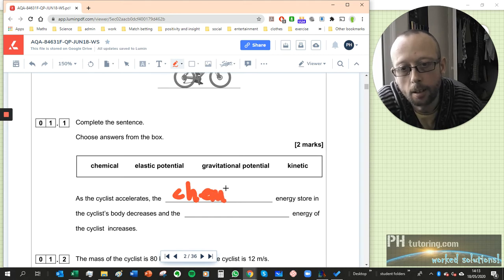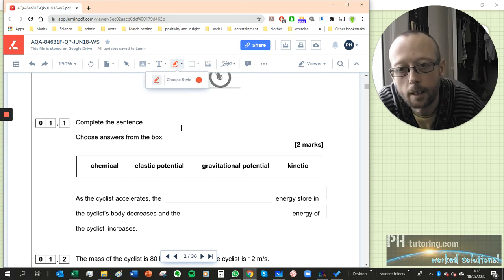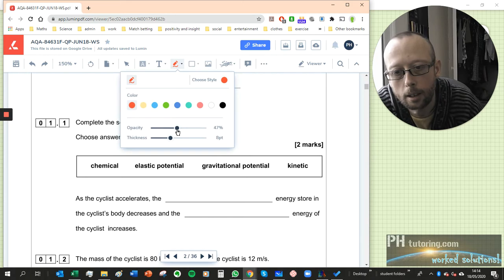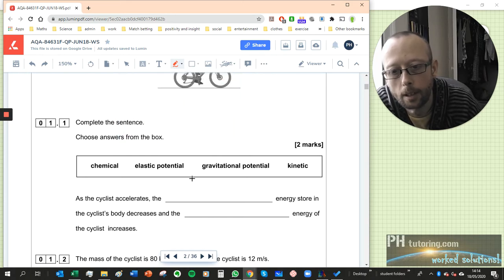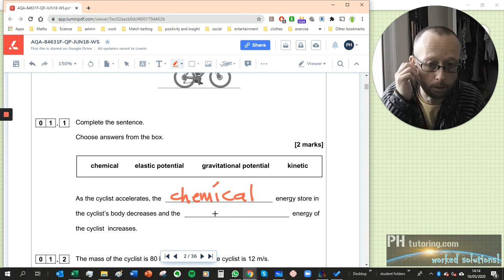I think I need a smaller pen. Can I undo? I can. No. Okay, the chemical. It won't let me do dots, annoyingly. So I'll have to do a line like that, which will mean a dot.